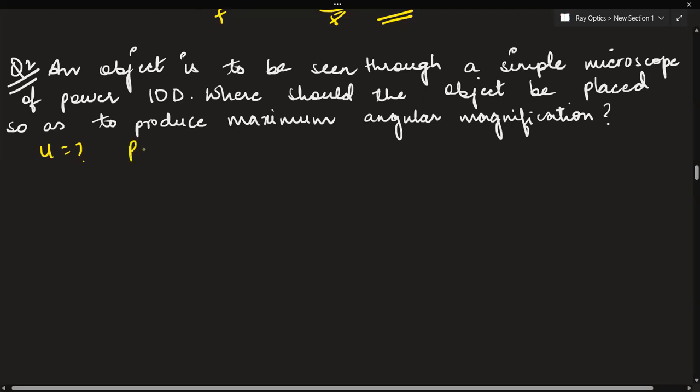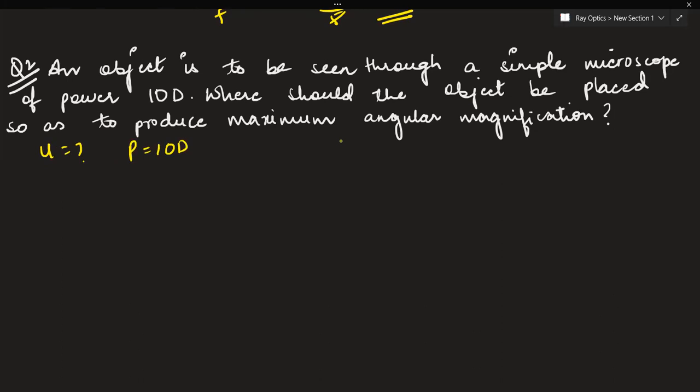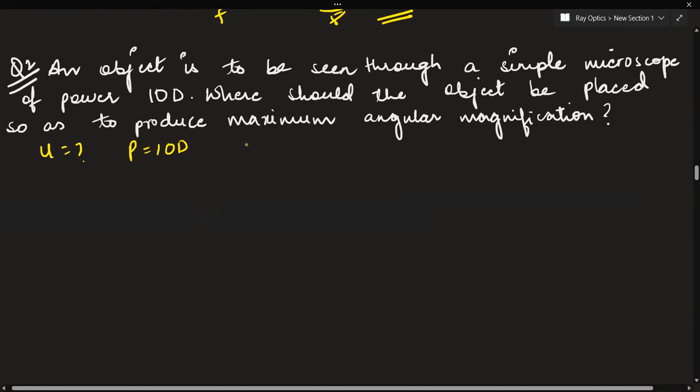What is given to you? Power is given to you, 10 diopters. See, where should the object be placed so as to produce maximum angular magnification? This means you have to find out object distance simply. Now see, least distance of distinct vision, that is V. This is minus 25 centimeters. Why? Because of least distance of distinct vision.